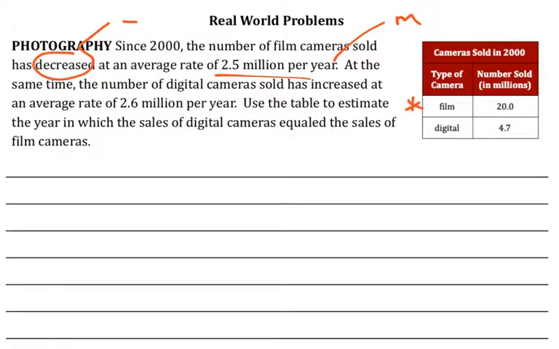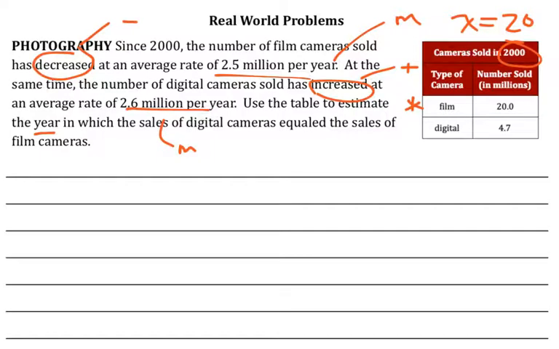At the same time, the number of digital cameras sold has increased at an average rate of 2.6 million per year. Same deal there, that's going to be the slope. Use the table to estimate the year in which the sales of digital cameras equaled the sales of film cameras. Now before we get too deep in this, if you're thrown off by this, just remember that if this is 2000, this will be your starting point. So that if we use X to represent the years, and X is 20, that would mean that this would be the year 2020.